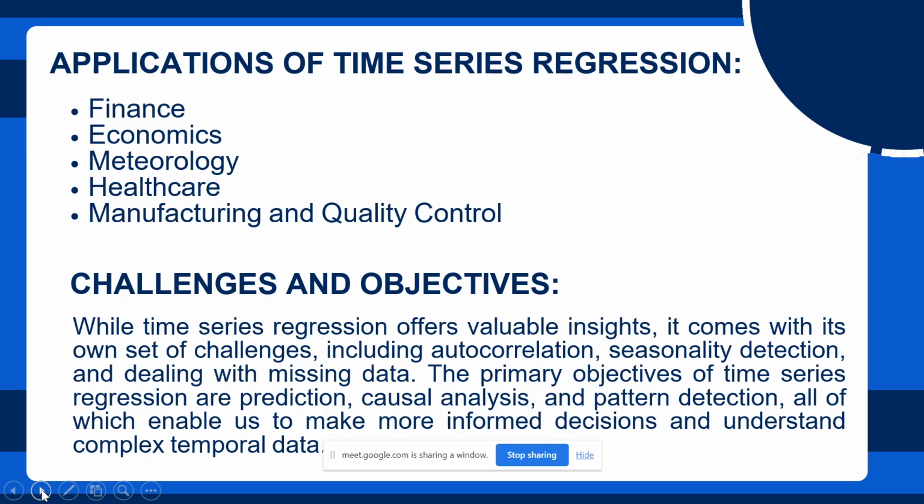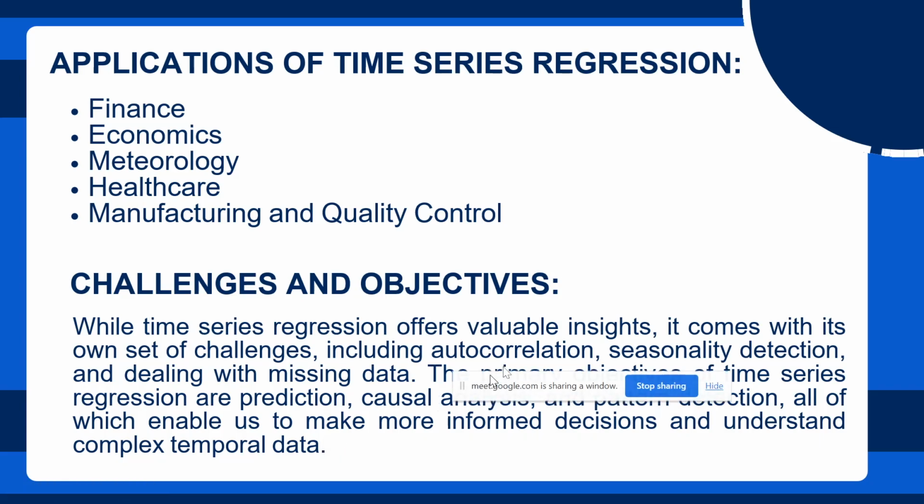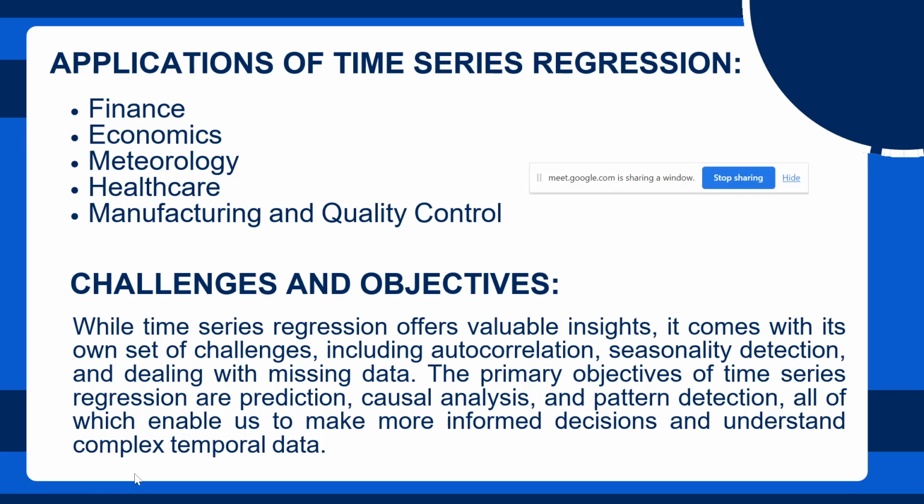So challenges and objectives of time series regression. While time series regression offers valuable insights, it comes with its own set of challenges, including autocorrelation. Autocorrelation is where a variable is correlated with its past values and can complicate the analysis and interpretation of time series data.